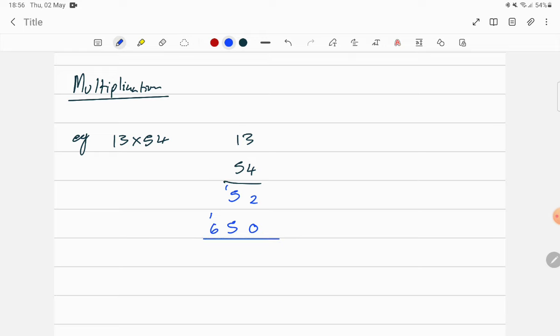Now we are going to add going downwards. So 2 plus 0 is 2. 5 plus 5 is 10, so 0, carry the 1. 1 plus 6 is 7. So that gives us 702. Just a recap on these methods and techniques we might have forgotten about, since we are so dependent on the calculator. So that is multiplication.